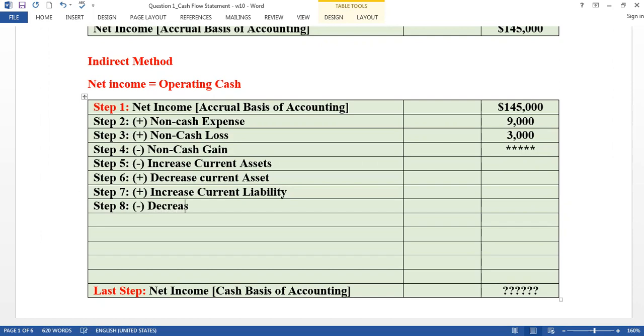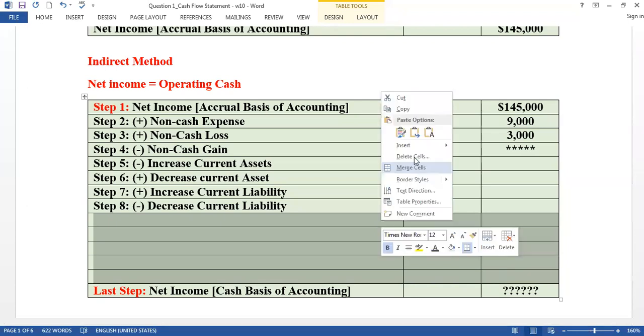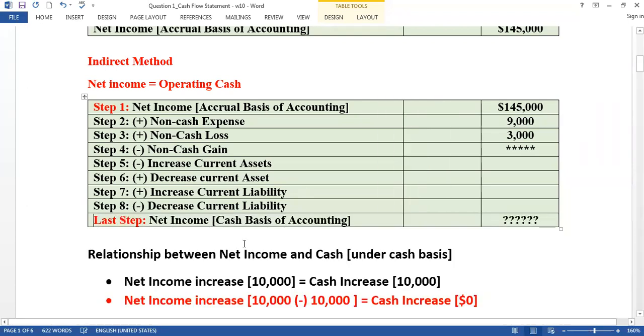Decrease current liability. Decrease current liability means we already pay cash. As we pay cash, our liability decreases, and as cash decreases, net income should be decreased. So look, everything we are going to add and deduct.